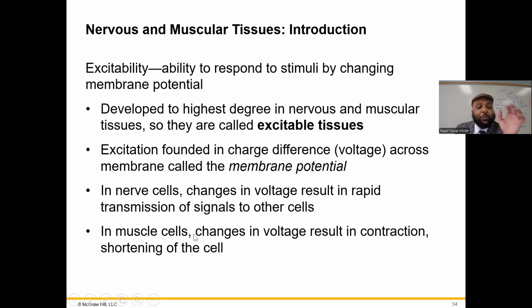So what's the difference between a nerve cell and a muscle cell? Well, we begin with the similarities. Both of them are excitable. But once the nerve cell is excited, it allows for the passage of information. It mediates the transmission of information. But in muscle cells, changes in the voltage do not mediate the transmission of signals. They just cause contraction, making the cell shorter.